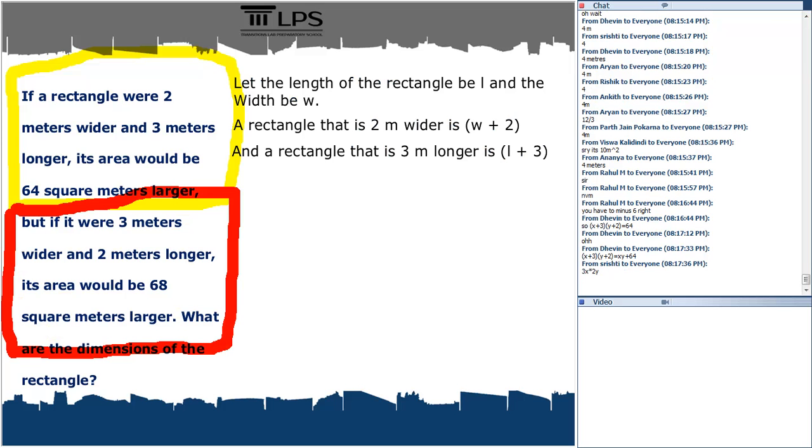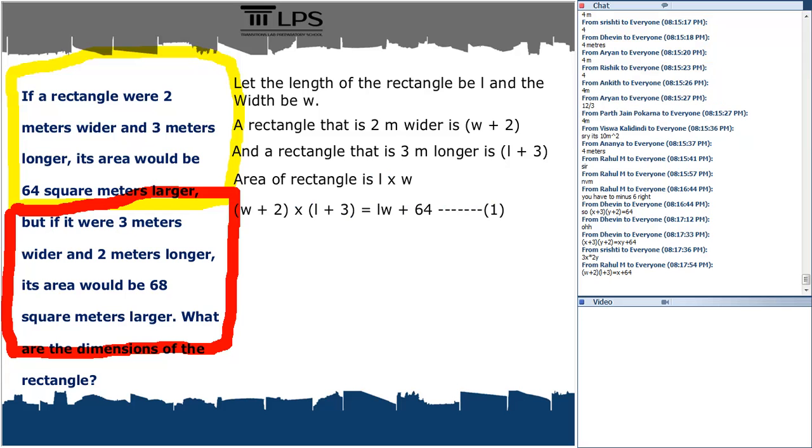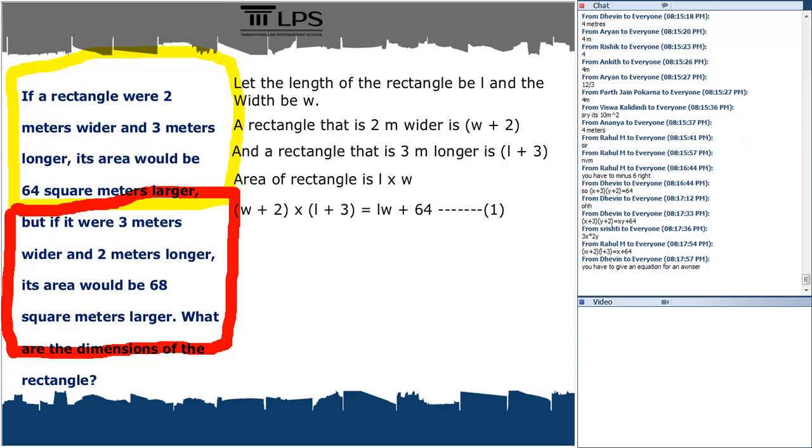Deven was the first one to give the correct answer. Shrishti, read the question carefully. Area of the rectangle is length into width. We have already seen that. And this is your first equation. Deven, congratulations. You are the first one to answer that question correctly. Very good. Rahul, rethink. You are bringing in too many variables. You won't be able to solve the question. If you already have L and W, you don't need an X there.